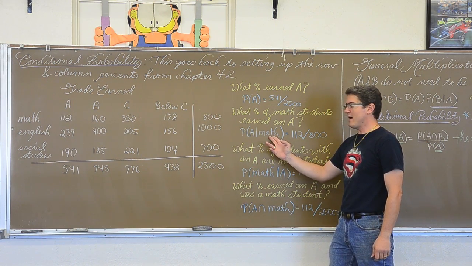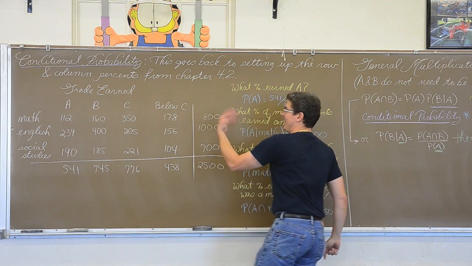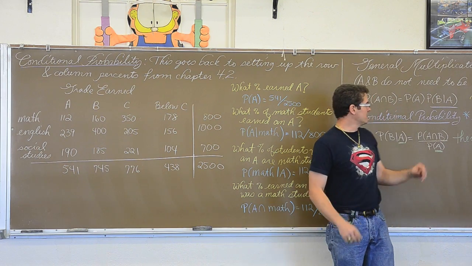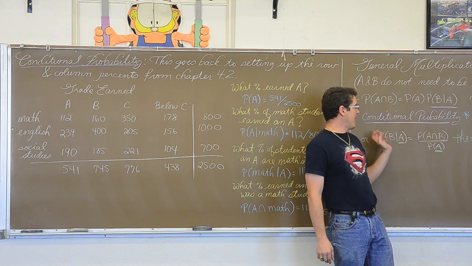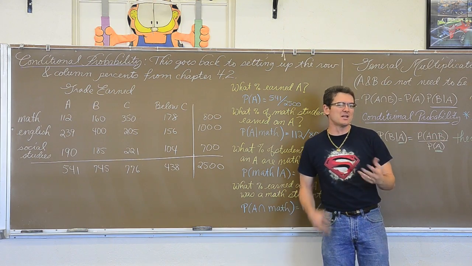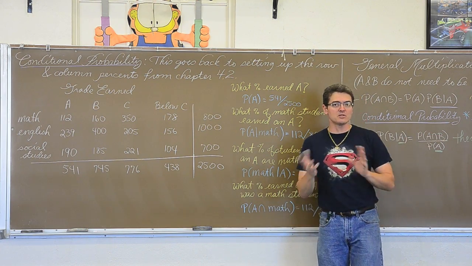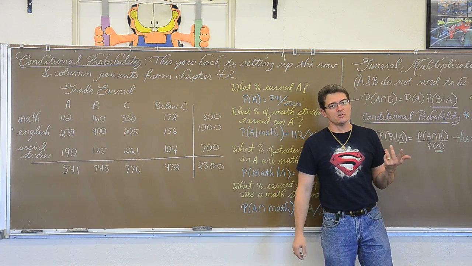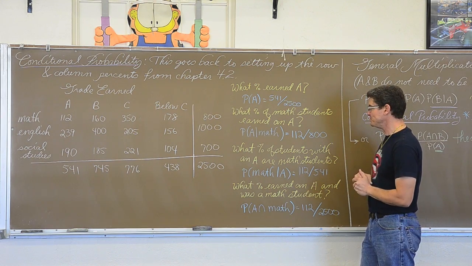Because we're talking about math students, and there are 800 math students. So the 112 divided by 800 is very, very similar and almost exactly the same as the conditional probability formula. I'm not saying exactly the same because these are counts and not probabilities, but I want to show you the tie-in with something you've already learned with fancy notation that you're now seeing in chapter whatever it is in your book. In mine, it's chapter 6.